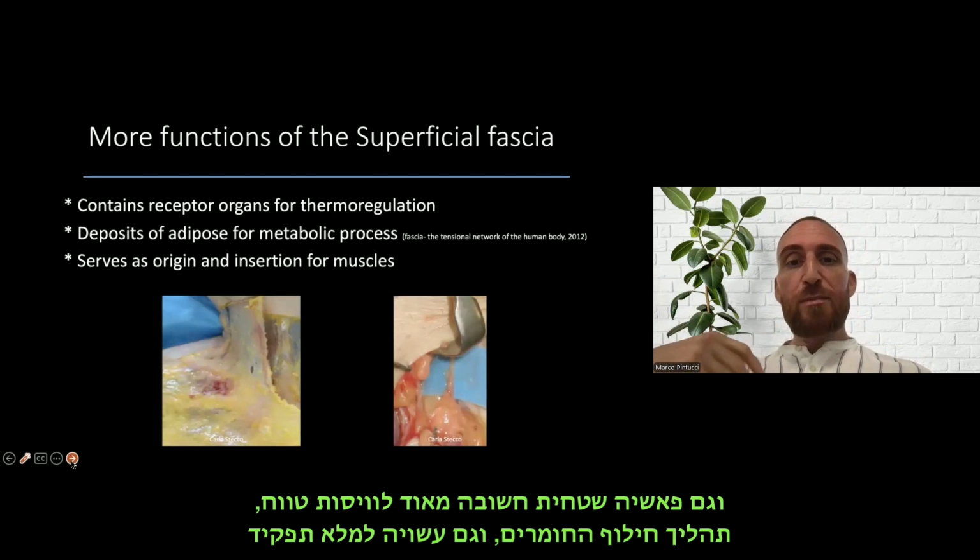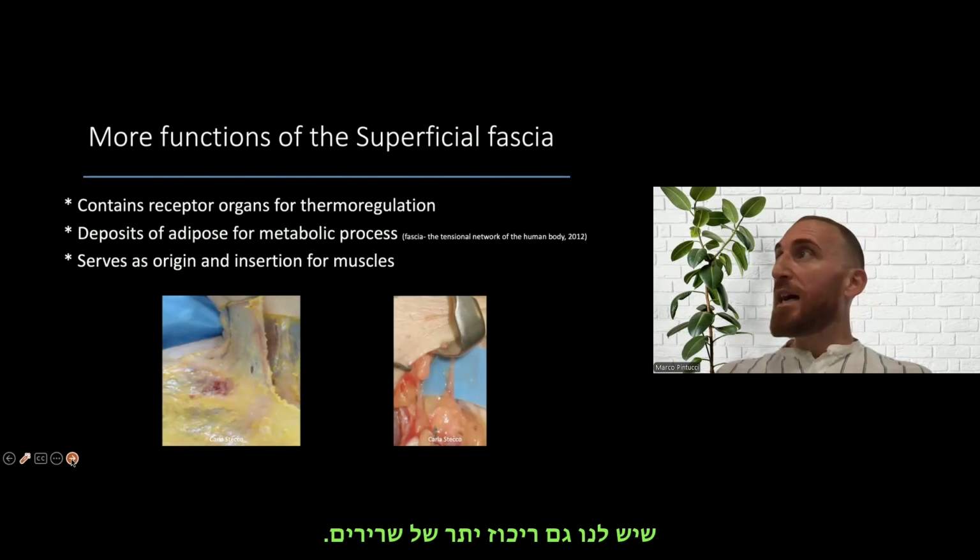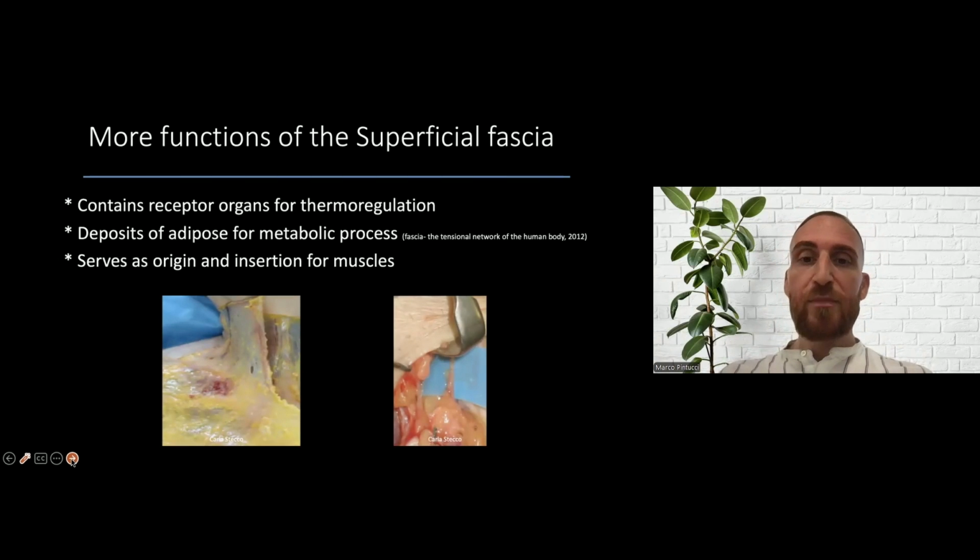Also, superficial fascia is very important for thermoregulation, metabolic process, and may also play a role in the immune system, because since last year we discovered that it also has a high concentration of mast cells. Next slide.